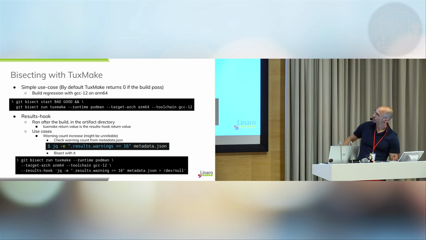But most of the times it actually helps, and I can do a bisection and I can throw TuxMake at it, and that will give me the faulty commit. Can do even more funny stuff. I can count warnings and say if the warning count gets up, then it's not great.